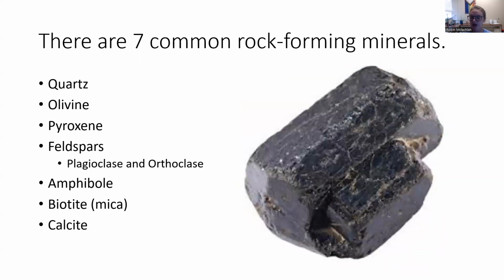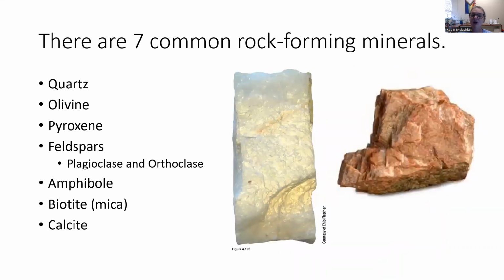The next one is pyroxene, which is a black mineral and often forms in these prisms, right? That crystal habit is a prism. Feldspars, these are actually the most common minerals. So the mineral feldspar is actually a group of other feldspars, 2 of which are plagioclase and orthoclase. Plagioclase has that white waxy luster. Orthoclase is most commonly a pinky color and has more of a pearly luster to it.